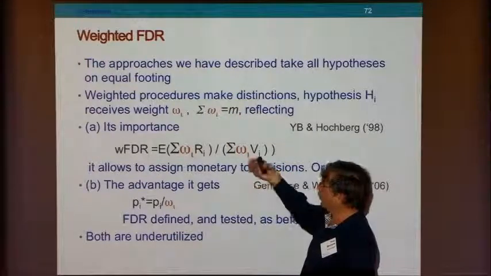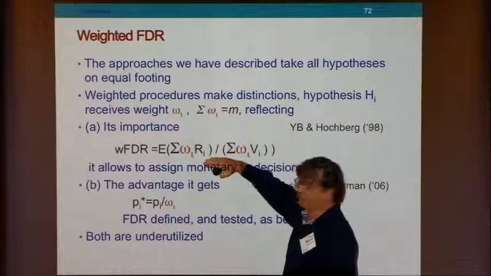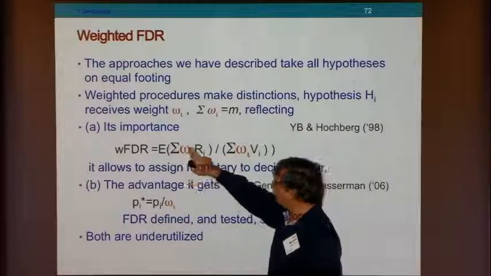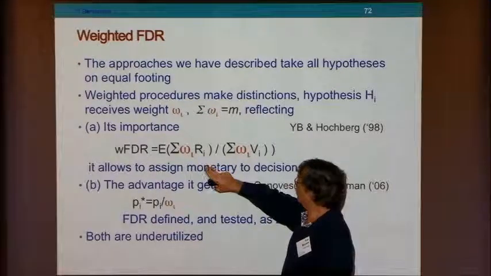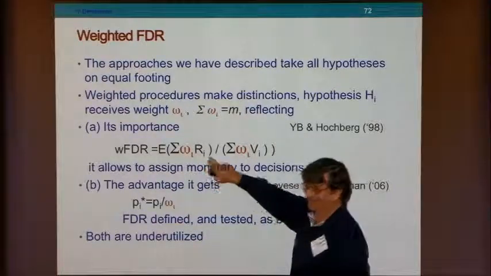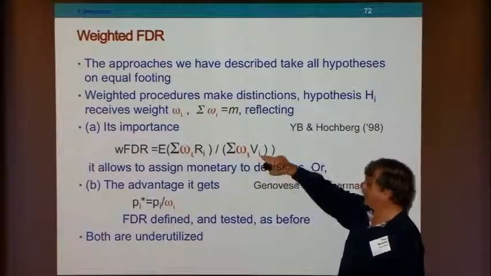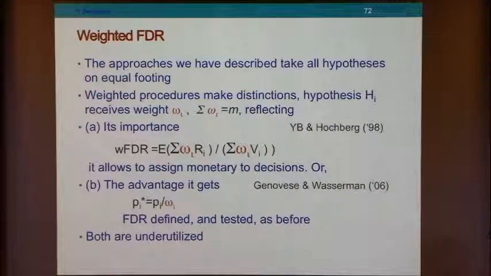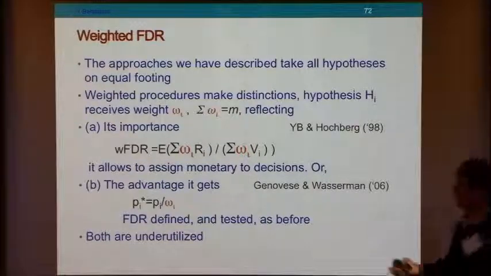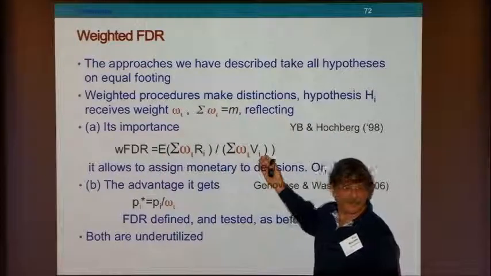Now we can do two things. We can try to capture by the weights the importance of each hypothesis separately by defining a weighted FDR: the sum of WI VI divided by the sum of WI RI, sorry, the other way around. And so it really allows us to give monetary value to each rejection. And this will be the wasted cost in our discoveries.